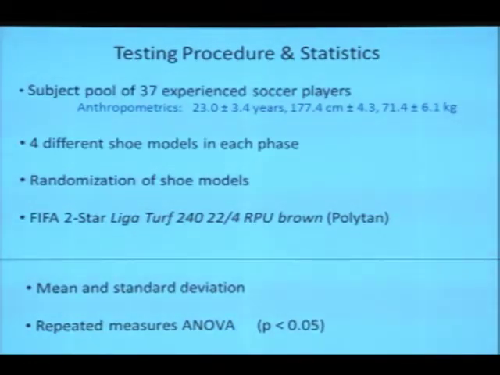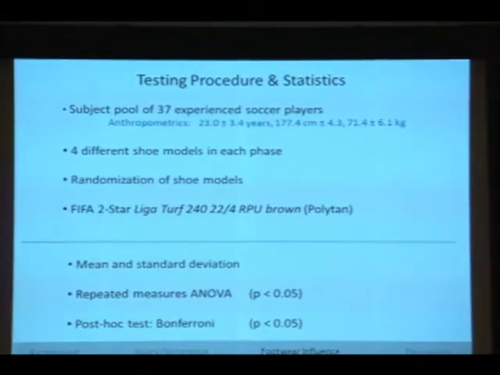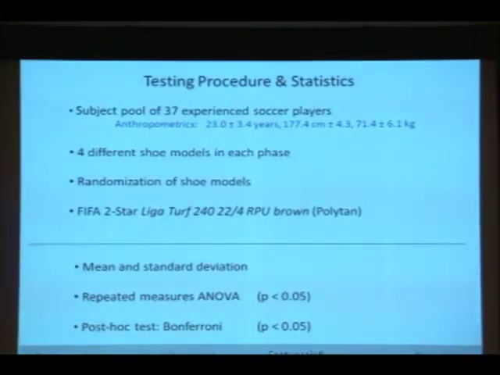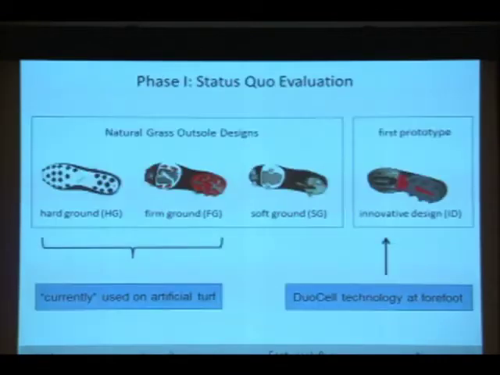So testing procedures, we had a subject pool over the 3 years. We had 4 different shoe models, randomization. We had a FIFA 2-star certified artificial turf. Statistics, relatively simple, mean, standard deviation, repeated measures ANOVA, and a post hoc test according to Bonferroni.